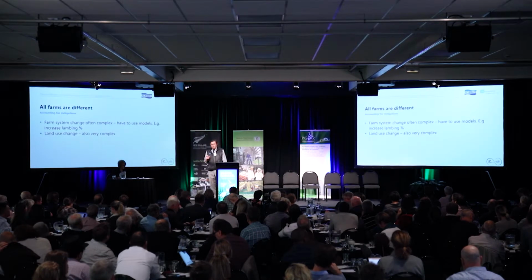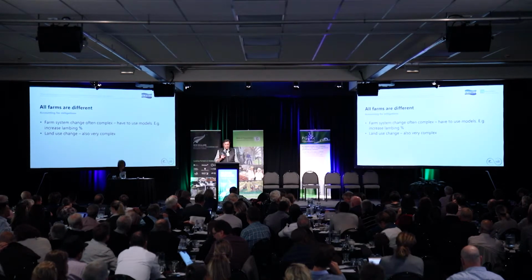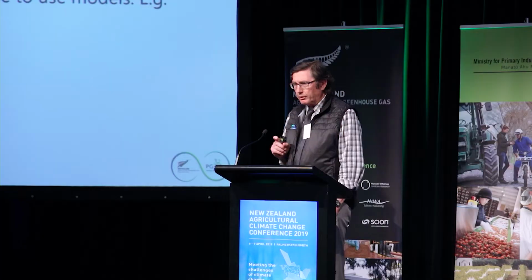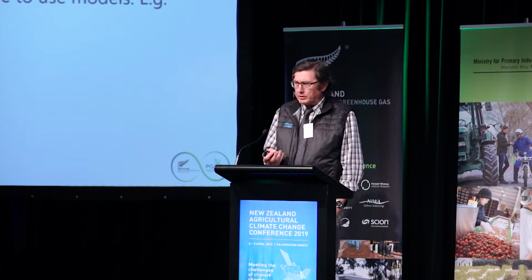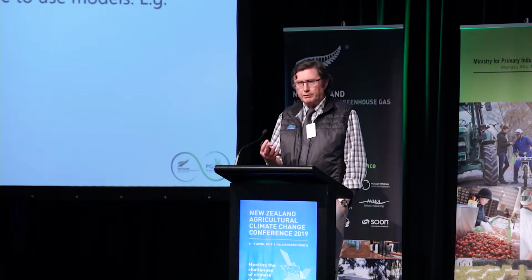And just to make the point around farm system change, they can be quite complex. I just wanted to walk you very quickly through an example, if you like, in terms of changing lambing percent. So I'm sitting there, my lambing percent's 120, and I think, well, let's go to 160, which is highly possible. So how do I get there? You look at the genetics of your flock. You need to probably feed your ewes better through the spring, because that sets the limit on your fertility. You need to feed them well in the autumn, because that sets the limit on your fecundity.